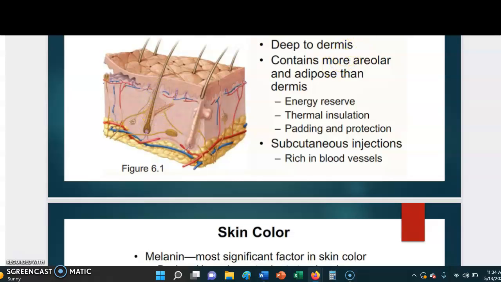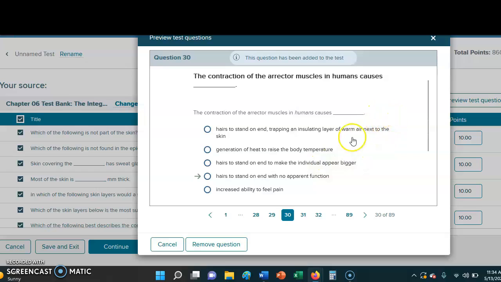So let's go back to the question. Okay, right here in the answer, we said hair to extend and end. Yes. Trapping an insulating layer of warm air. The hair that we have in the skin does not trap air, so that's not correct. Hairs to extend to make the individual appear bigger? No. Hairs to extend and end with no apparent function? Yes, this one.